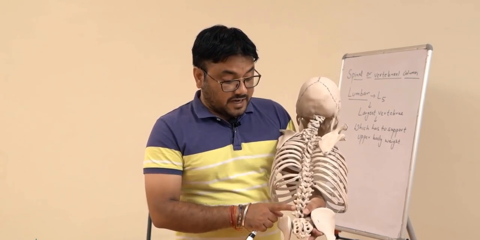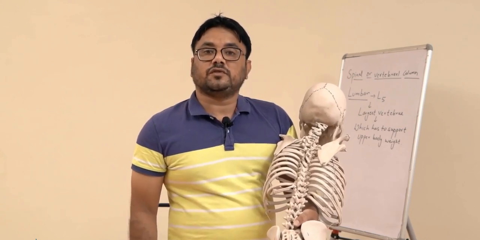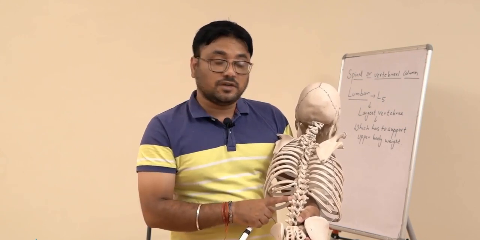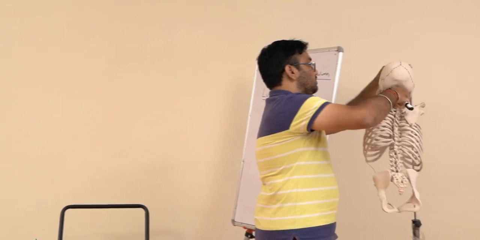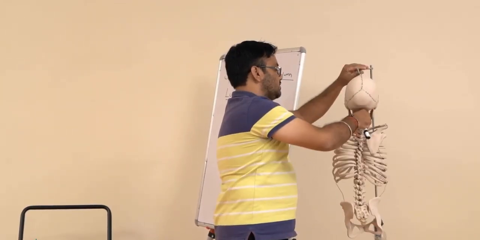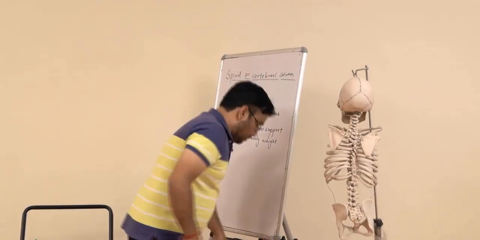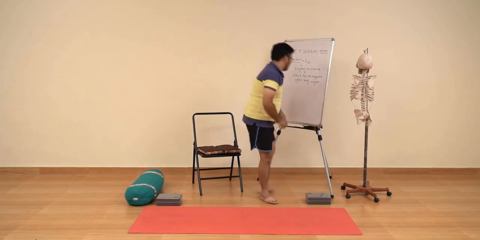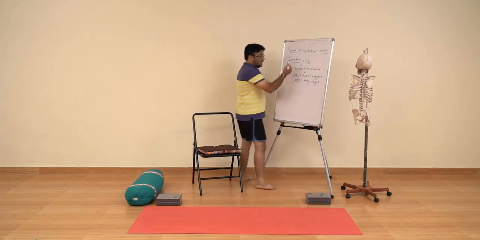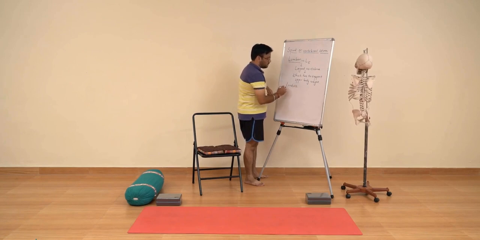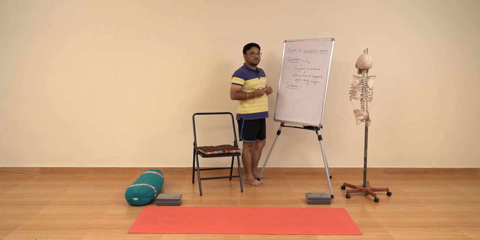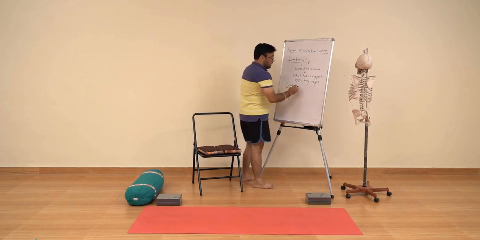So we have a natural curve here too, right? Kyphosis we call in the thoracic spine, the kyphotic curve. But in the lumbar spine we have a natural curve too, which we call lordosis, right? Lordosis. Here are the two curves which we can see. The lordosis we say is a natural curve.